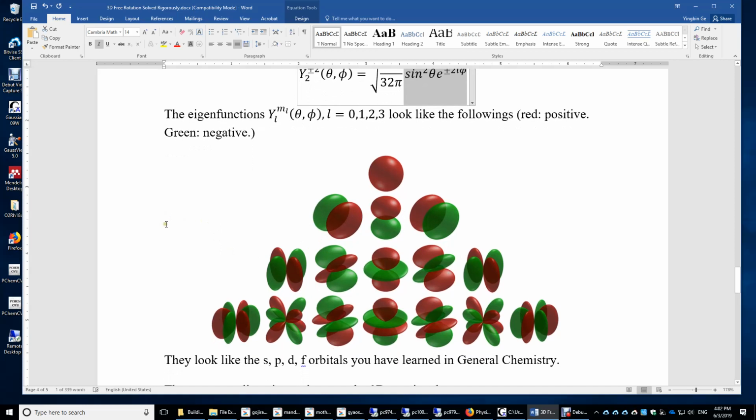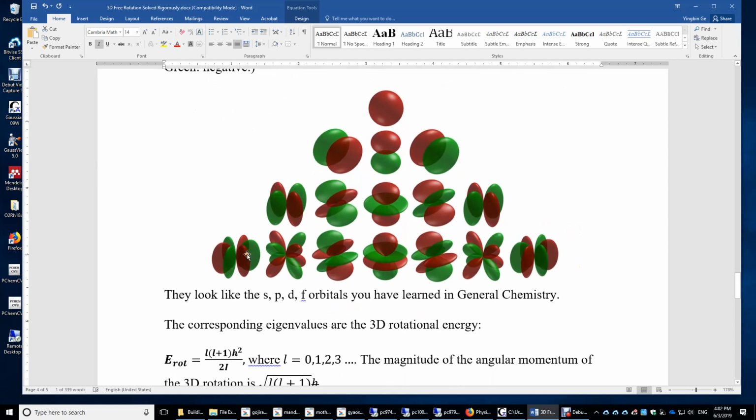What about L equals 2? When L equals 2, we have 5 d orbitals. They look like this. How about L equals 3? You'll get 7. They look like f orbitals.